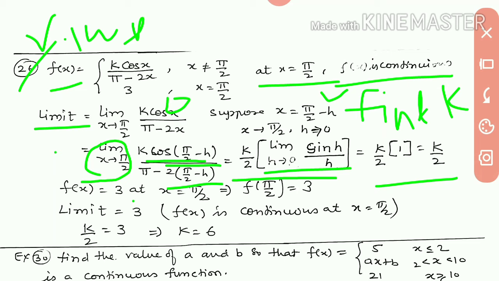You can also find the right hand limit, which is the same type, and both give k by 2. Now the function value f(x) is given as 3 at x equal to pi by 2, so f(pi by 2) is equal to 3. The limit equals 3, so k by 2 equals 3, which means k equals 6. This is a very simple question, so understand it and do it yourself.